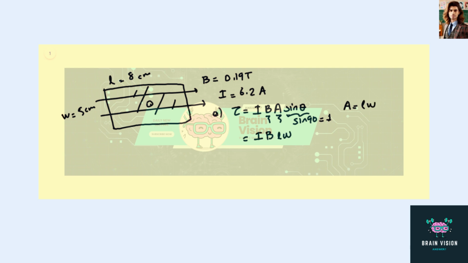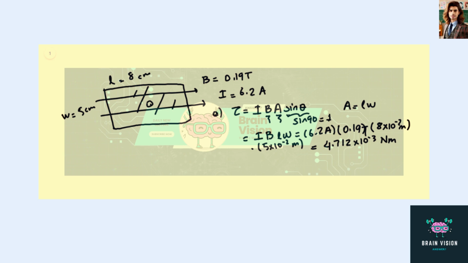So we have 6.2 amps as our current, and the magnitude of the magnetic field is 0.19 Tesla, and the length is 8 centimeters. So let's convert it to meters. Times 5 times 10 to the power negative 2 meters. When we do the calculation, what we find is 4.712 times 10 to the power negative 3 Newton meters as our torque.